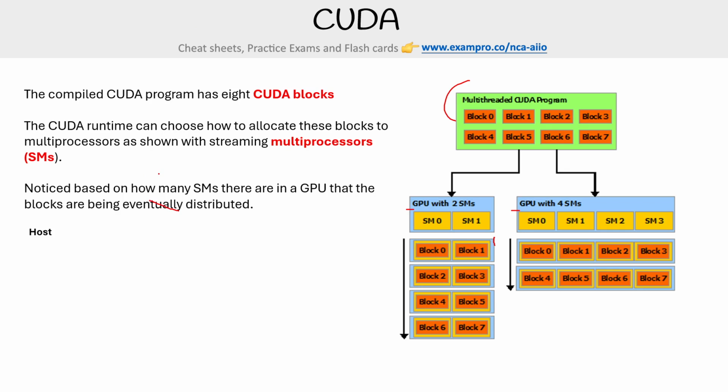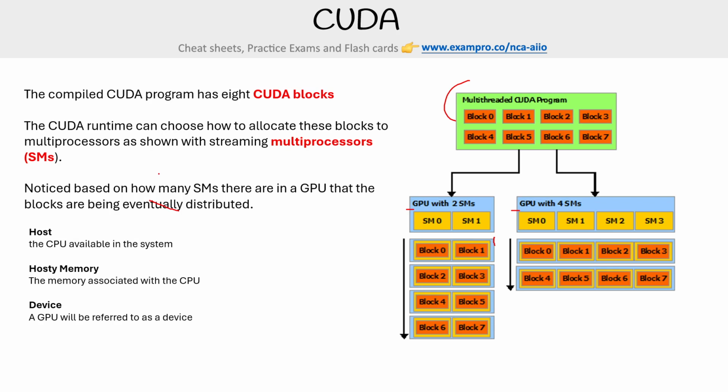Some other terms also confused me, but I figured them out eventually. When they talk about the host, specifically when talking about CUDA, they're talking about the CPU on the system, and host memory is the CPU's memory. If they say device, they're talking about the GPU, and device memory is the GPU's memory. Okay, so those are some broad terms we should know.